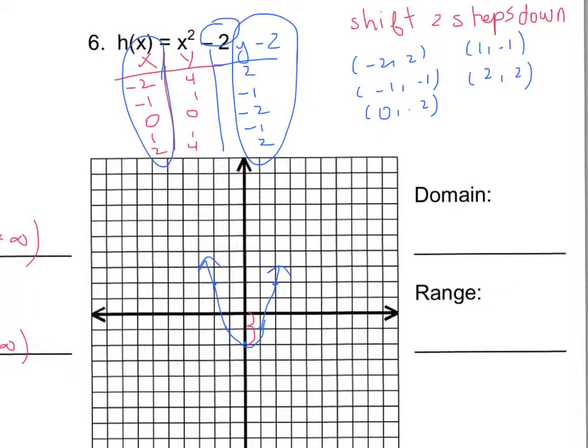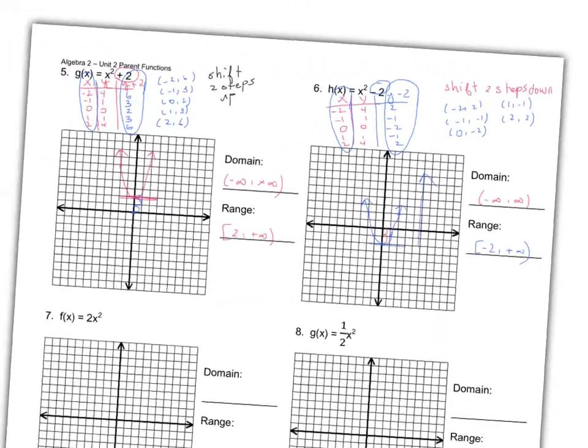Now the domain is going to be negative infinity to infinity. We should know that by now. The domain of the quadratic function is always negative infinity to infinity. The range is from the bottom point all the way up, since it extends forever. So it's going to be negative 2 to plus infinity. That's the range. This is for number 6.